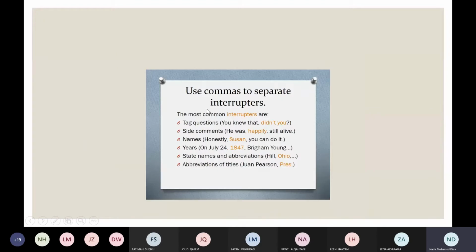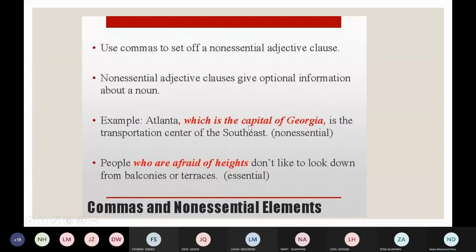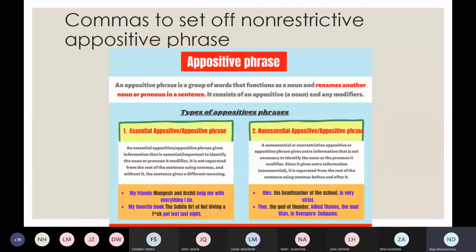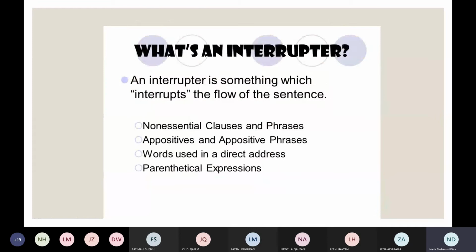Okay, here: abbreviations, names and abbreviations like we took previous period, years, names, side comments, tag questions, and what we took today. Add commas in all these four cases.